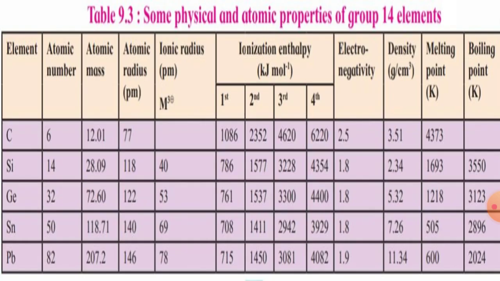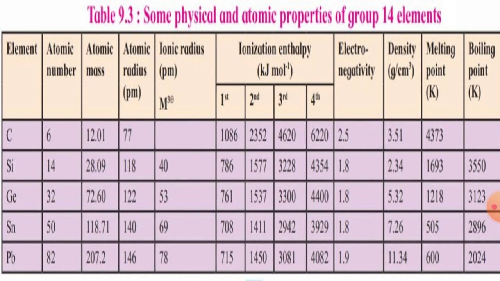Okay, so here, students, this is table 9.3, which states the physical and atomic properties of group 14 elements. As I stated in the previous lecture, you are only supposed to know whether the atomic radius, ionization enthalpy and electronegativity are increasing or decreasing down the group. You are not supposed to study the values, only whether it is increasing or decreasing. In group 14, there are 5 members: carbon, silicon, germanium, tin and lead.